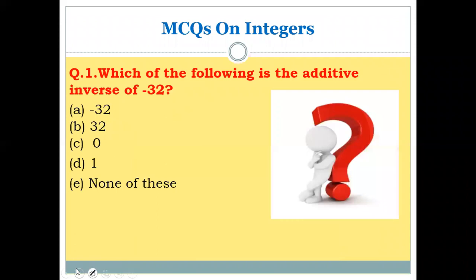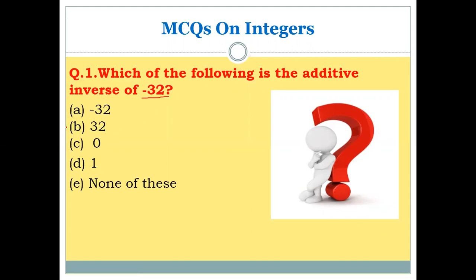So now the very first question is here. Which of the following is the additive inverse of minus 32? So for the additive inverse of any number, we change the sign. We change the plus sign to minus sign and minus sign to plus sign. So minus 32 is negative here, and we are supposed to find the additive inverse of this minus 32.